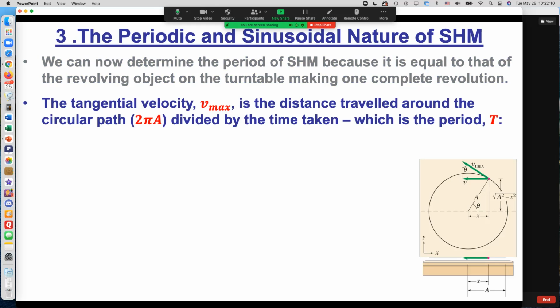So tangential velocity, V max, is the distance traveled around the circular path, 2 pi times the amplitude, divided by the time taken, which is the period, T. So V max is equal to 2 pi A over T, which implies that T, the period, is equal to 2 pi A over V max, or the frequency, which is 1 over the period, is V max over 2 pi A, and we're going to call that equation 6.